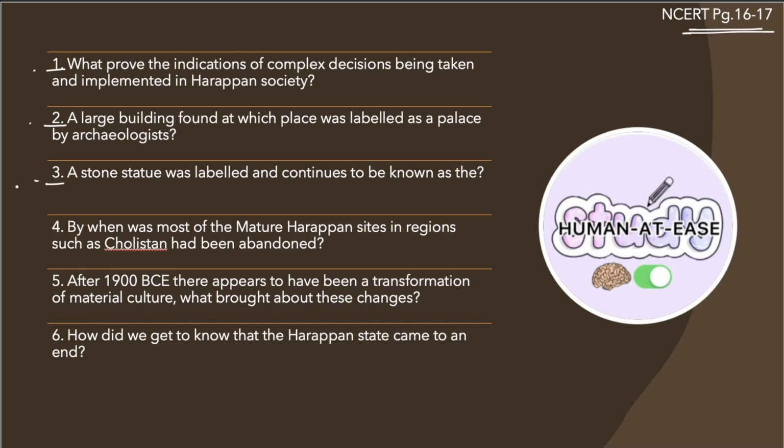Question number 3. A stone statue was labeled and continues to be known as the? Question number 4. By when was most of the mature Harappan sites in regions such as Cholistan abandoned? Question number 5. After 1900 BCE, there appears to have been a transformation of material culture. What brought about these changes? Question number 6. How did we get to know that the Harappan state came to an end?